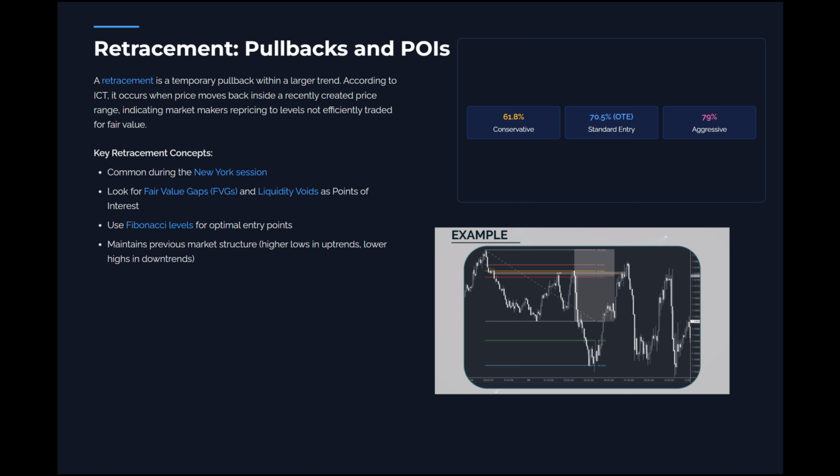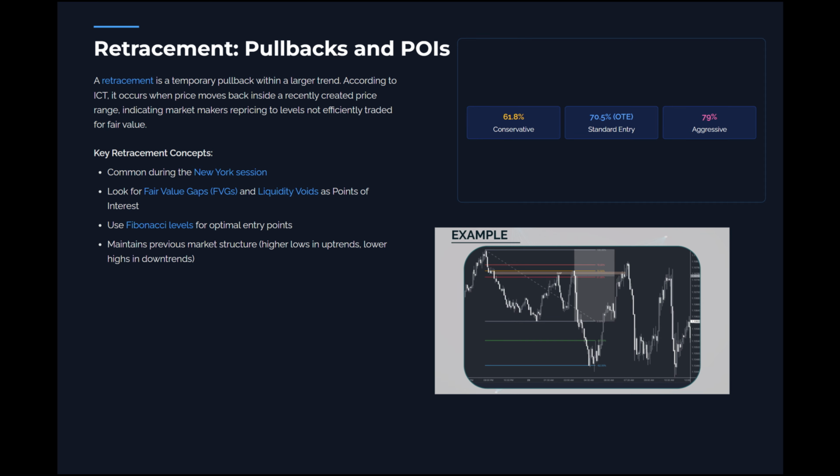The most common POIs are fair value gaps and liquidity voids. A fair value gap is simply an area where price moved too quickly, leaving a gap on the chart that hasn't been filled yet. Think of it like a pothole in the road. Eventually, someone has to come back and fill it.